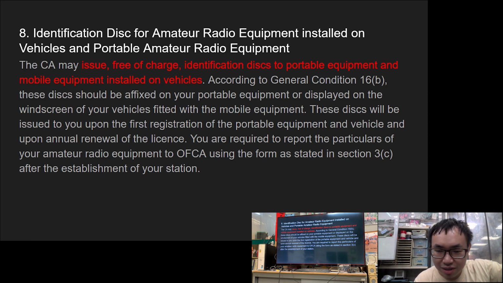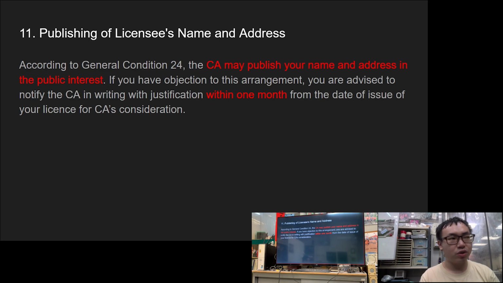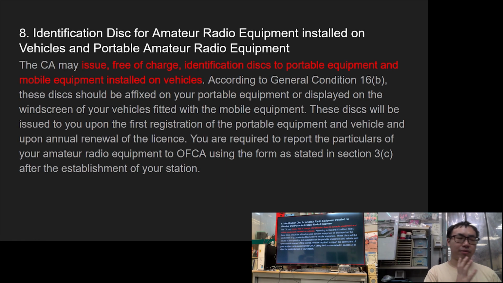You have to stick it on your front glass, the windscreen, okay, on your windscreen. And the application for this identification disc is free of charge. Just apply for it for portables and vehicles. Okay. And if you have lost or damaged your identification disc, just go and apply for an extra one. You are not going to pay for it. Okay.